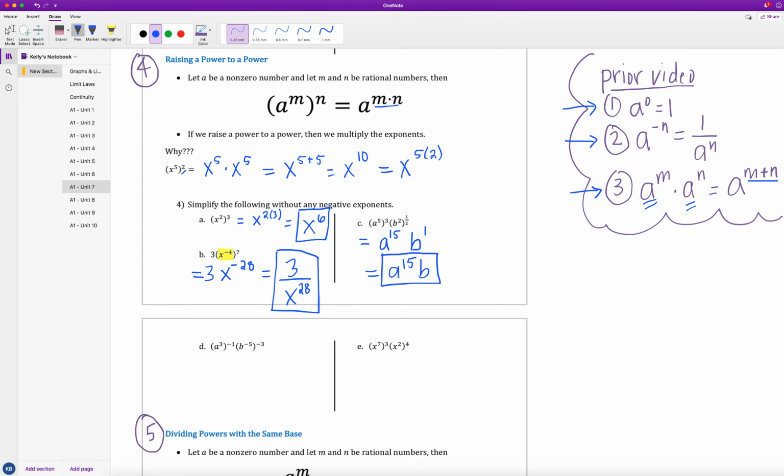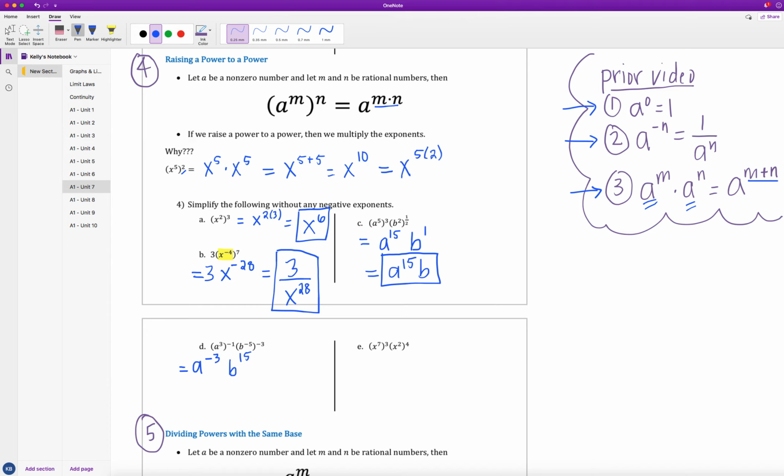Okay, let's look at example D. So in example D, we have a to the 3rd to the -1st times b to the -5th to the -3rd. So again, I want to simplify and get rid of these parentheses as much as I possibly can. So I'm going to multiply my exponents since it's power to power. So I multiply those guys. I'll get a to the -3rd then times b to the +15 since I have a negative times a negative.